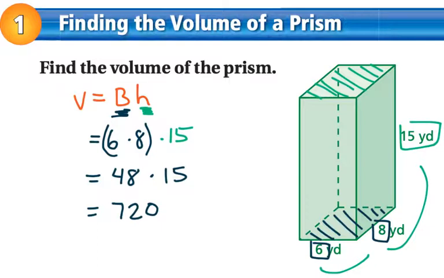Of course, it says find the volume. Volume needs units, and as we saw a moment ago, volume uses cubic units. So we would say that the final volume is 720 cubic yards, meaning we use an exponent here of 3. But I kind of stressed the idea of finding the volume of any prism, so let's look at one that's not a rectangular prism next.